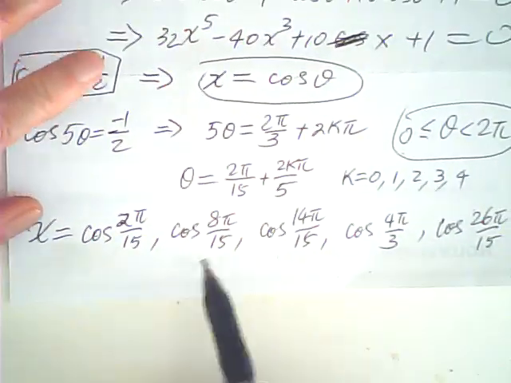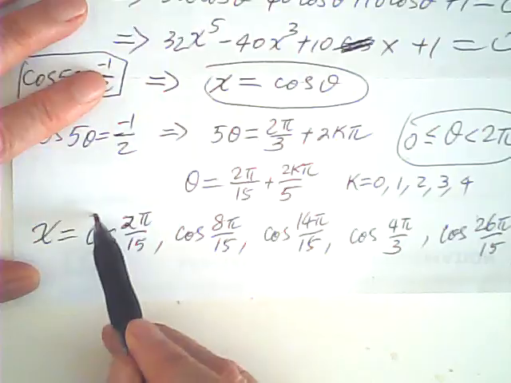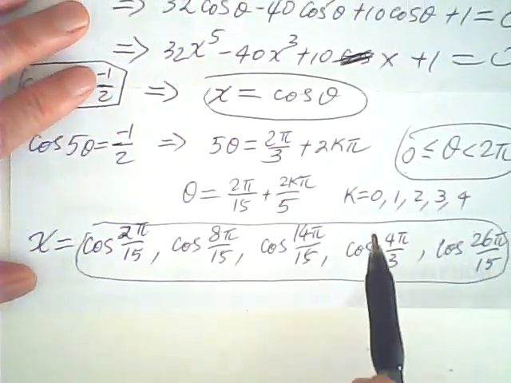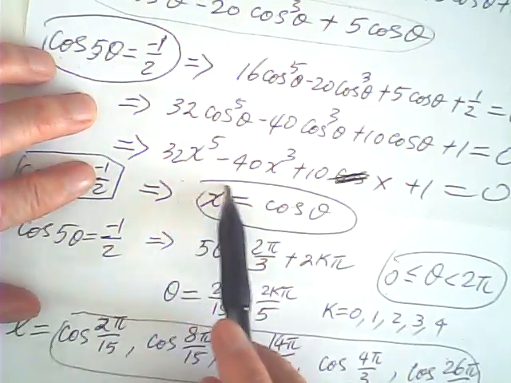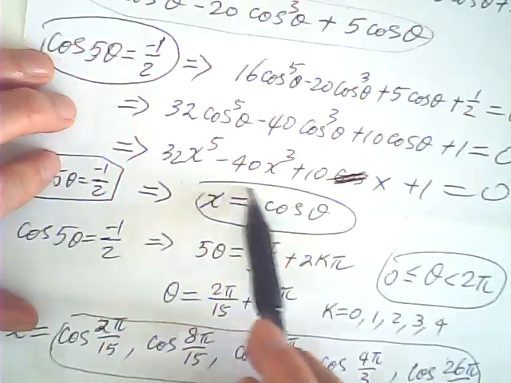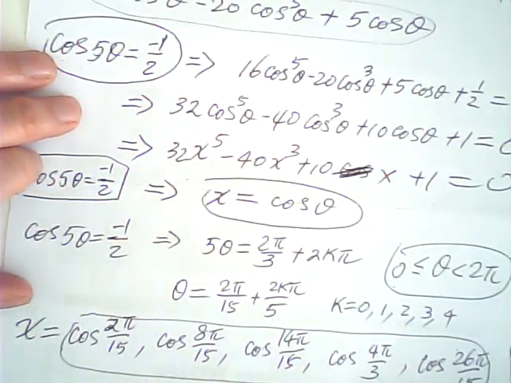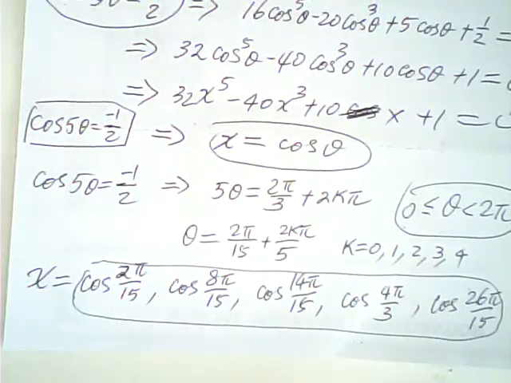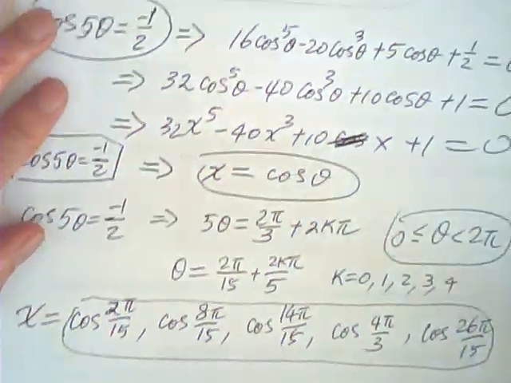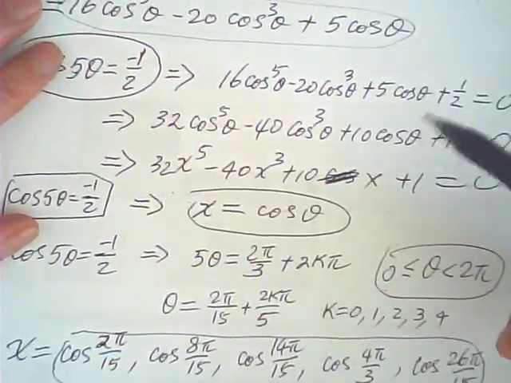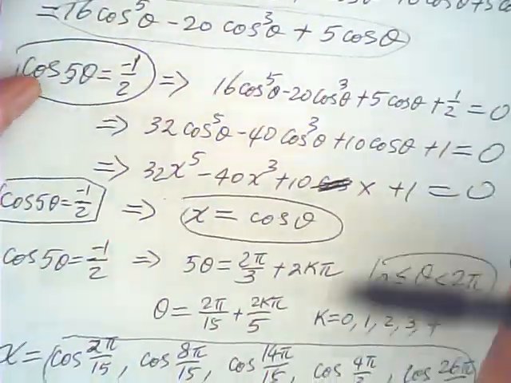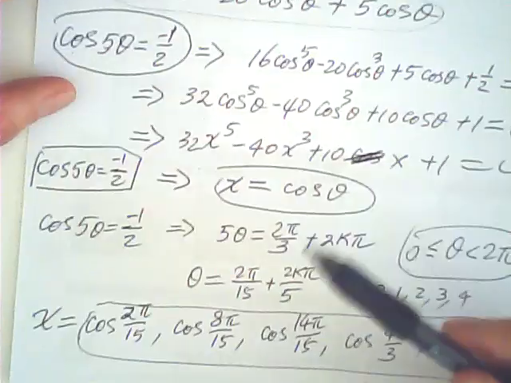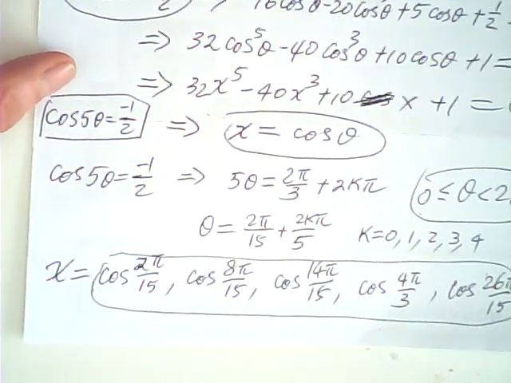Well, I hope my calculation is correct. So these are the 5 roots for this equation. Yeah. I hope my calculation is correct. Well, anyhow, the method is very good using cosine. Thank you.